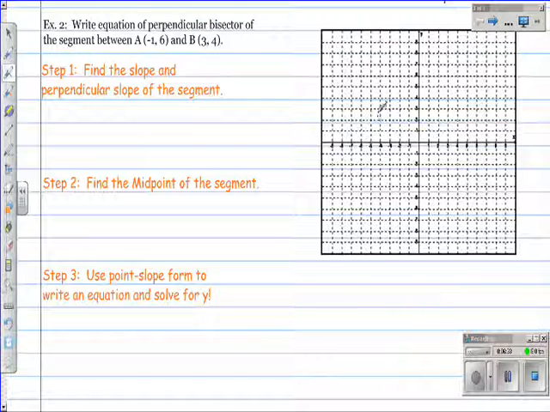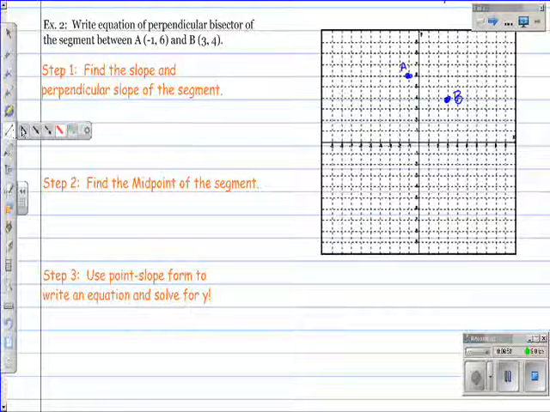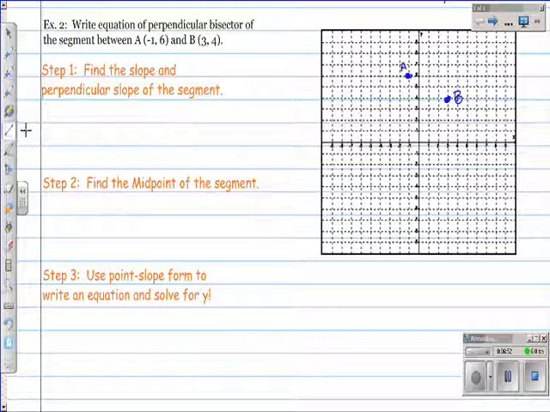So we're going to go ahead and label point A at -1, 6. I'm going to go -1, 6. This right here is point A, and then 3, 4. This is 3, 4 right here. This is your point B, okay? Now, if I were to go ahead and connect those with a segment, which would be line AB right here, okay?